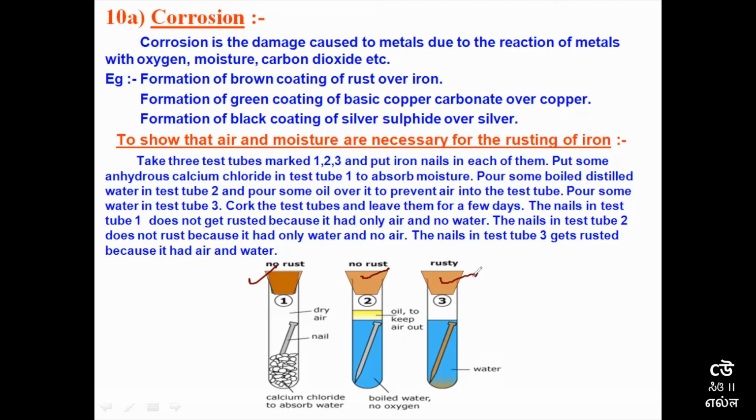that the nail in test tube 1 does not get rusted because it had only air but no water. And for corrosion to occur, or for rusting to take place, moisture is the main thing. The nail in test tube 2 does not rust because it only had water but no air. And then the nail in test tube 3 gets rusted because it has both things, air as well as water. So now we know that air combined with water promotes corrosion or rusting. If just one of the factors is present, then there will be no corrosion or rusting.